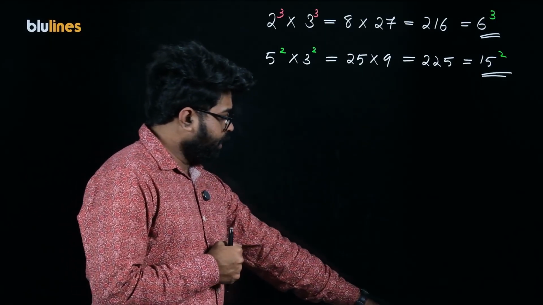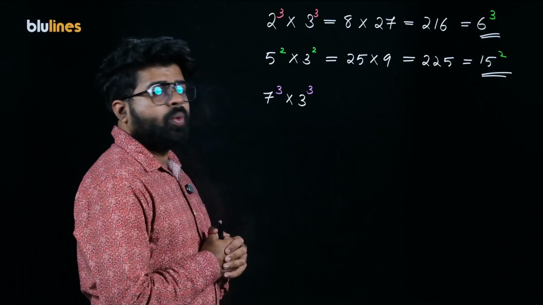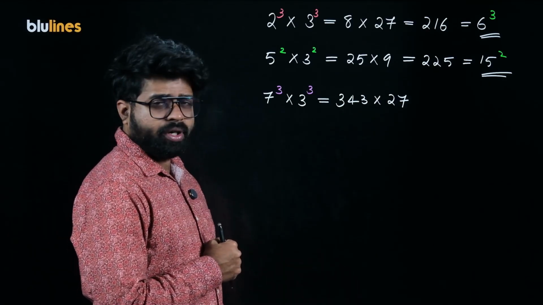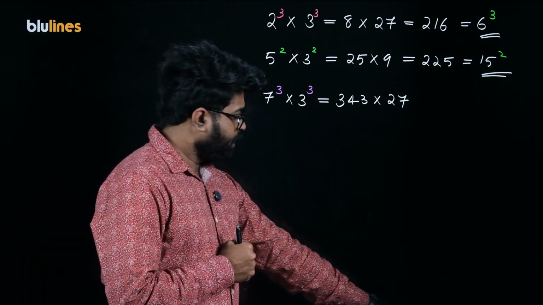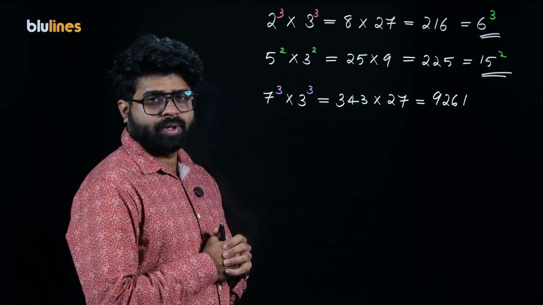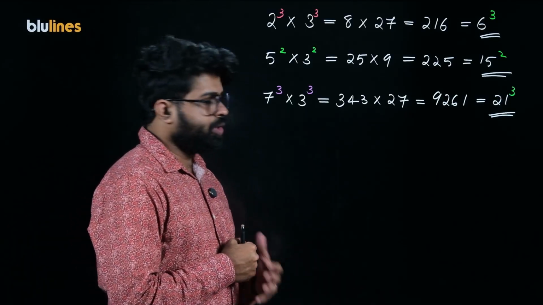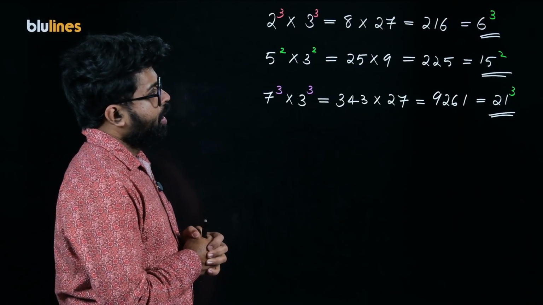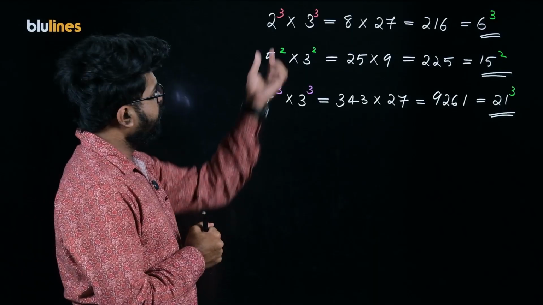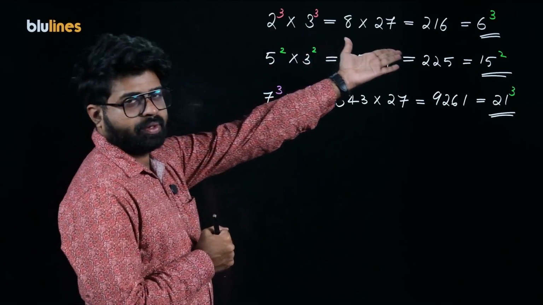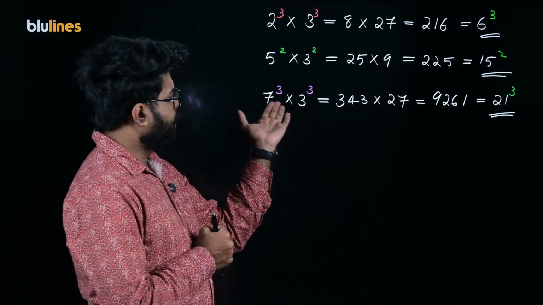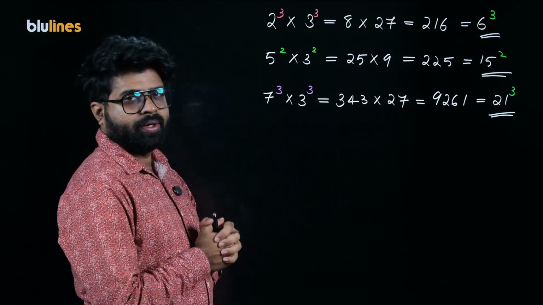Now similarly, let us go for another one: 7 cube multiplied with 3 cube. We have 343 multiplied with 27, and that is equal to 9261, which is equal to 21 cube. So from this result we can conjecture something. Here we have 2, here we have 3, and there we have 6. Here we have 5, here we have 3, that is 15. Here 7, 3 and it is 21.